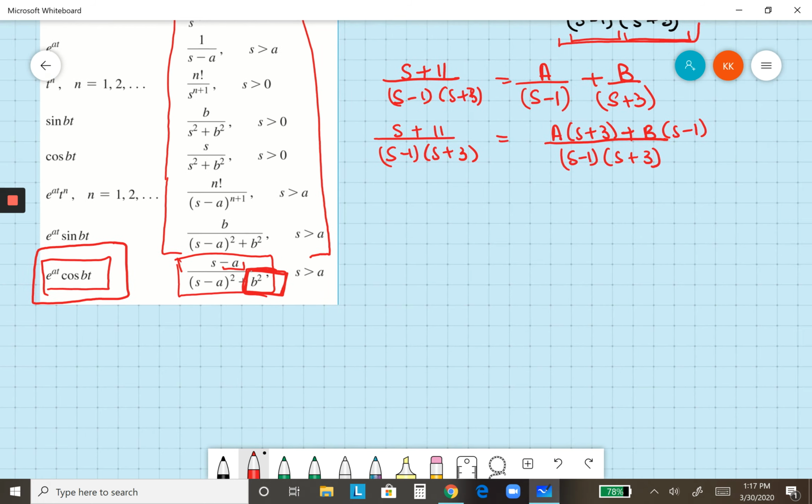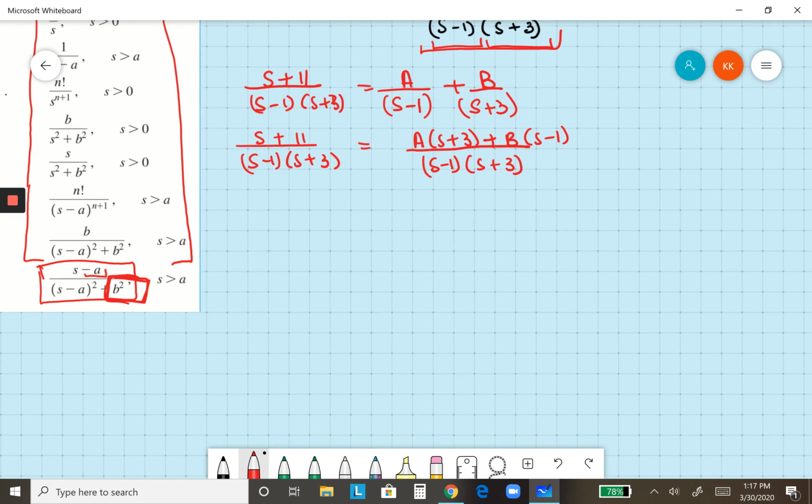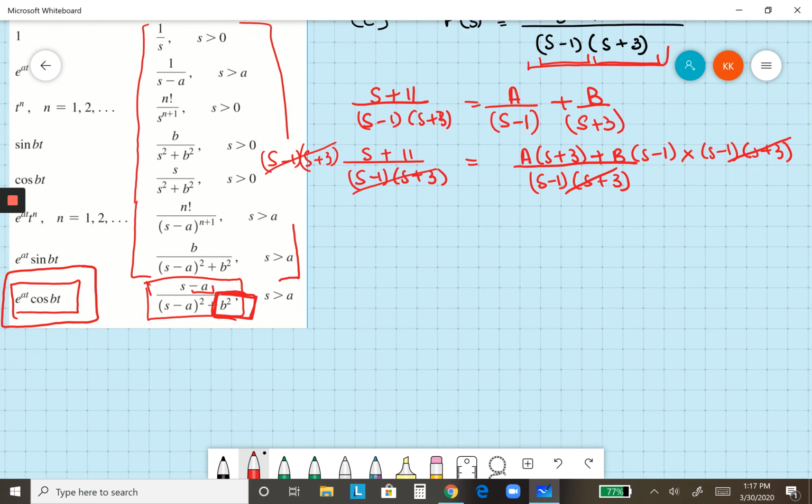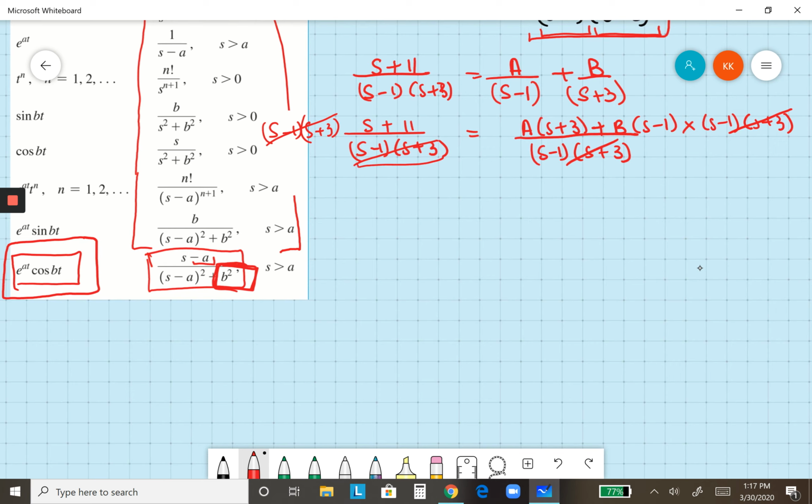So now we know that we have the same thing in the bottom on both sides, so we can multiply by s minus 1, s plus 3 on both sides. So we can get rid of whatever we have in the denominator. So our final thing is s plus 11 equal to A(s plus 3) plus B(s minus 1).